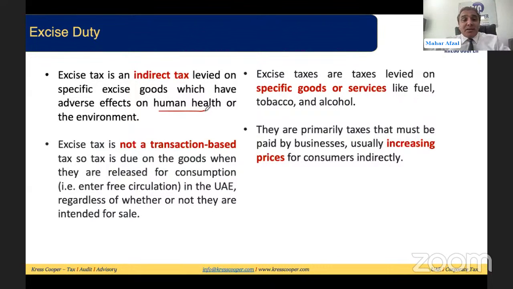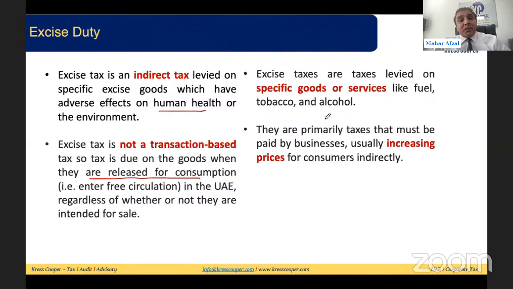Second, this is not a transaction-based tax like VAT. Whenever we are buying or selling, on each and every transaction, if applicable, VAT is applicable on a transactional basis. It might be 5%, might be 0%, might be out of scope, might be exempt. But this is not the case for excise tax. For excise tax, whenever the goods are released for utilization into the market, excise tax is applicable. It doesn't matter whether these are being sold to the end user. So this is not a transaction-based tax, because it is applicable at the release of the goods for consumption purposes.